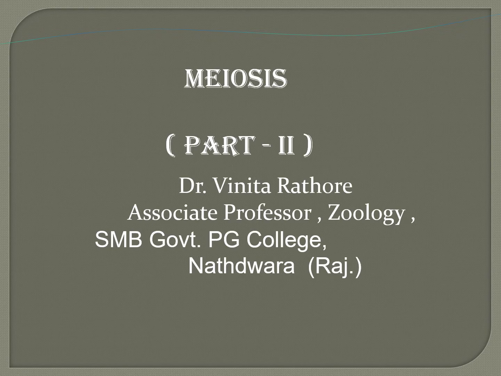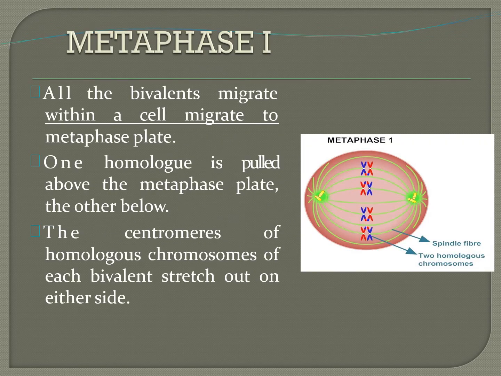Now this video is in continuation with the earlier video of Meiosis Part 1. After completion of prophase first, the next stage of the meiosis is metaphase first. In this metaphase first, the bivalent or the homologous chromosomes arrange themselves in the plane at the equator, forming equatorial or metaphase plate. The centromere of each chromosome is directed towards the opposite poles and the arms of the chromosomes are faced towards the equatorial plate.